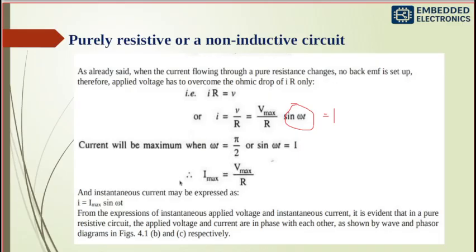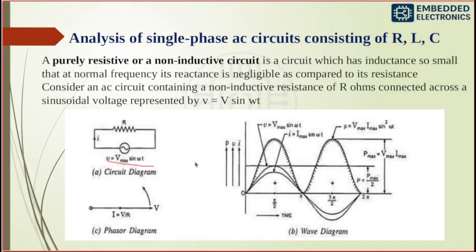So now you have the applied voltage and the instantaneous current formula. By considering these two, you can tell that in a pure resistive circuit, the applied voltage and current are in phase with each other, right? So I max is V max by R. See in this diagram, current is flowing where V is there, in that phase only. So these are in the same phase, or in phase.